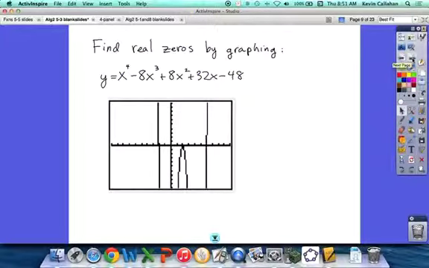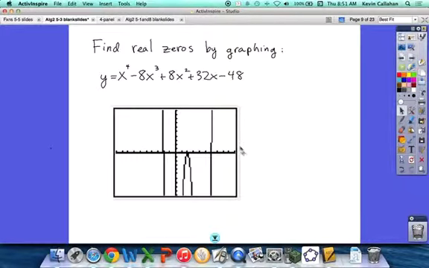Okay, so solving by graphing. Remember, when we graph a function, if we want to look for the zeros, where do we look on the graph? Right, remember, because on the x-axis, this is the x-axis.